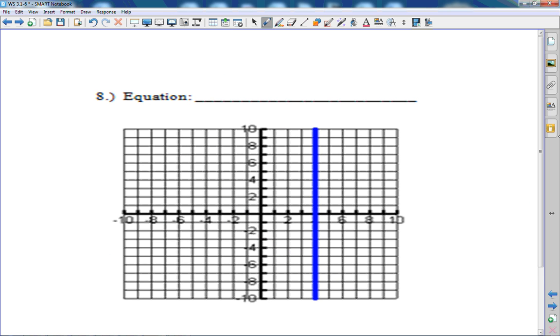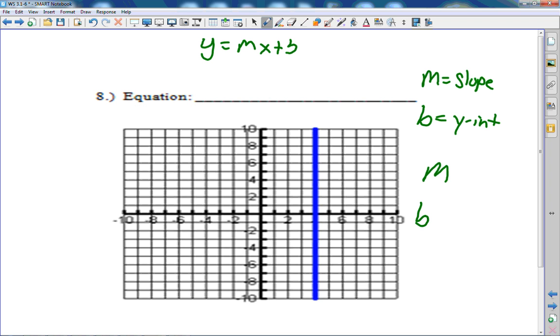Next one. First off, y equals mx plus b. m is the slope. b is the y-intercept. Let's see if we can find the y-intercept. The y-intercept is where it crosses the y-axis. Does it cross this line right here? Nope, it's parallel with it. It doesn't touch it. So the y-intercept, there's none. If there's none, I can't do anything with this.